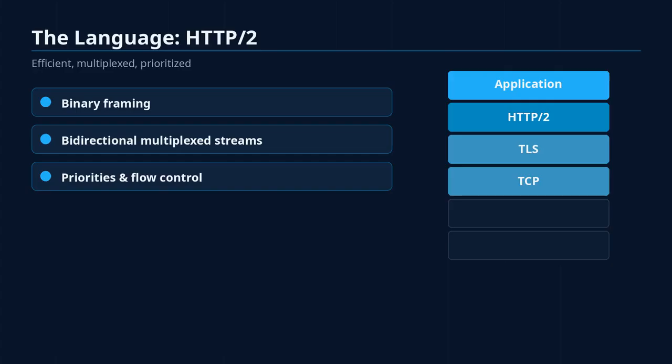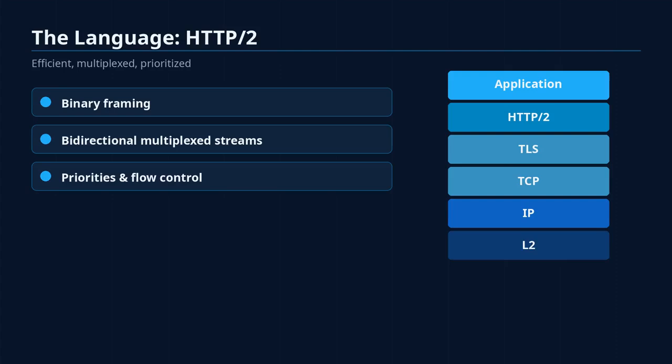Underneath HTTP/2 sits a stack you can picture like layers of a sandwich. HTTP/2 on top, carrying the actual application messages, then TLS below it for encryption, then TCP for reliable delivery, then IP for addressing, and finally the physical link layer, L2, at the very bottom.